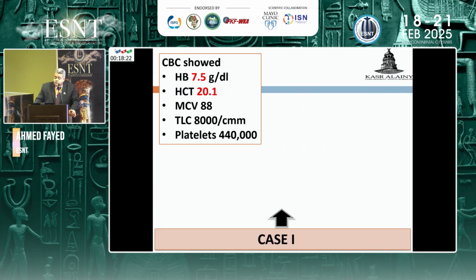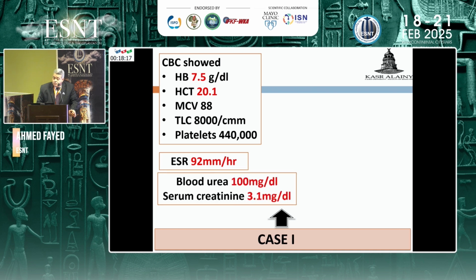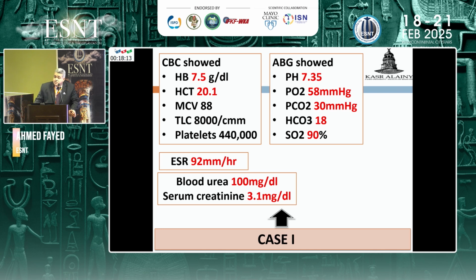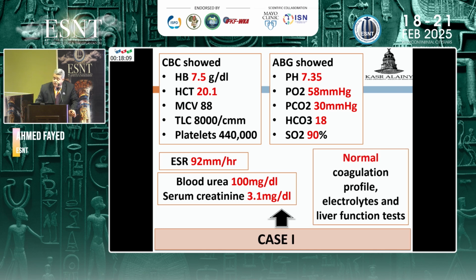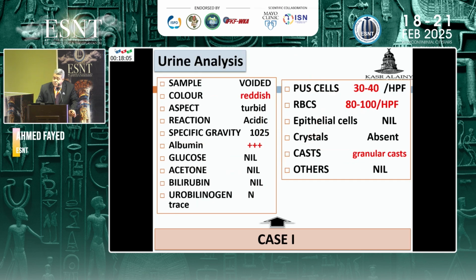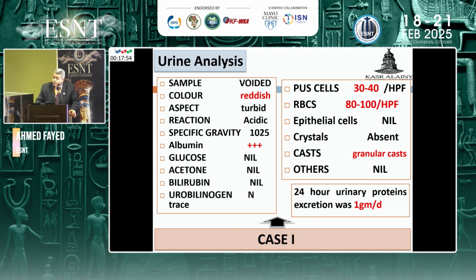This is the CBC, and the ESR is 92, and the blood urea is 100, and creatinine 3.1, and the blood gases pH 7.35 with bicarb 18, and saturation is 90 on room air, with normal coagulation profile, electrolytes, and liver function test. And the urine analysis is reddish with albumin 3+, and RBCs 80 to 100 with granular casts, and the 24-hour urinary protein is 1 gram per day.